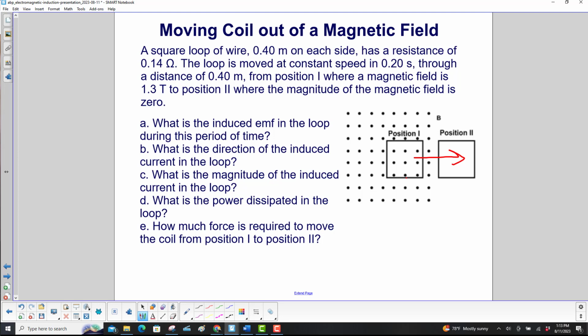A. What is the induced EMF in the loop during this period of time? B. What is the direction of the induced current in the loop? C. What is the magnitude of the induced current in the loop? D. What is the power dissipated in the loop? And E. How much force is required to move the coil from position 1 to position 2?